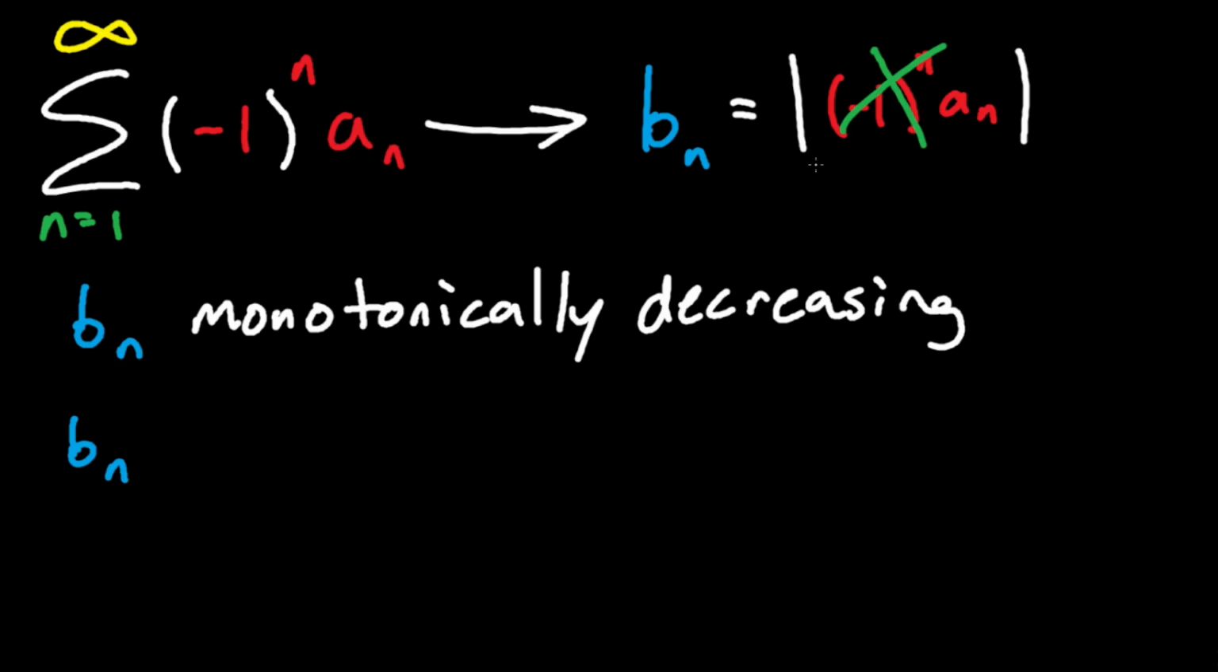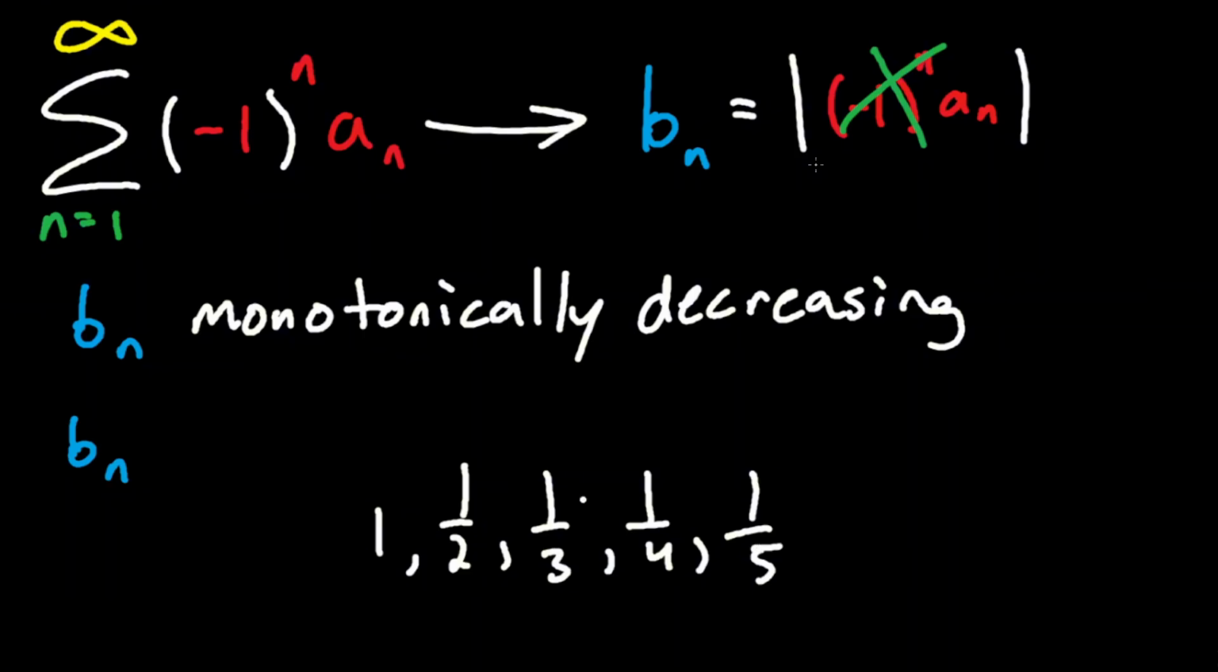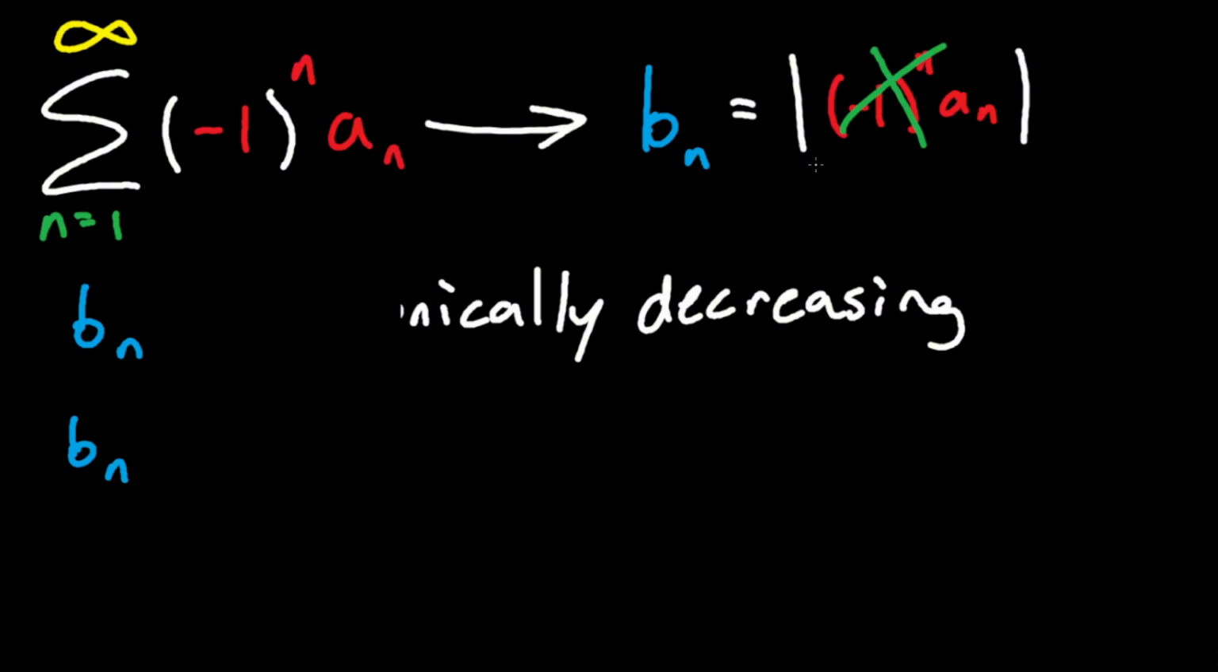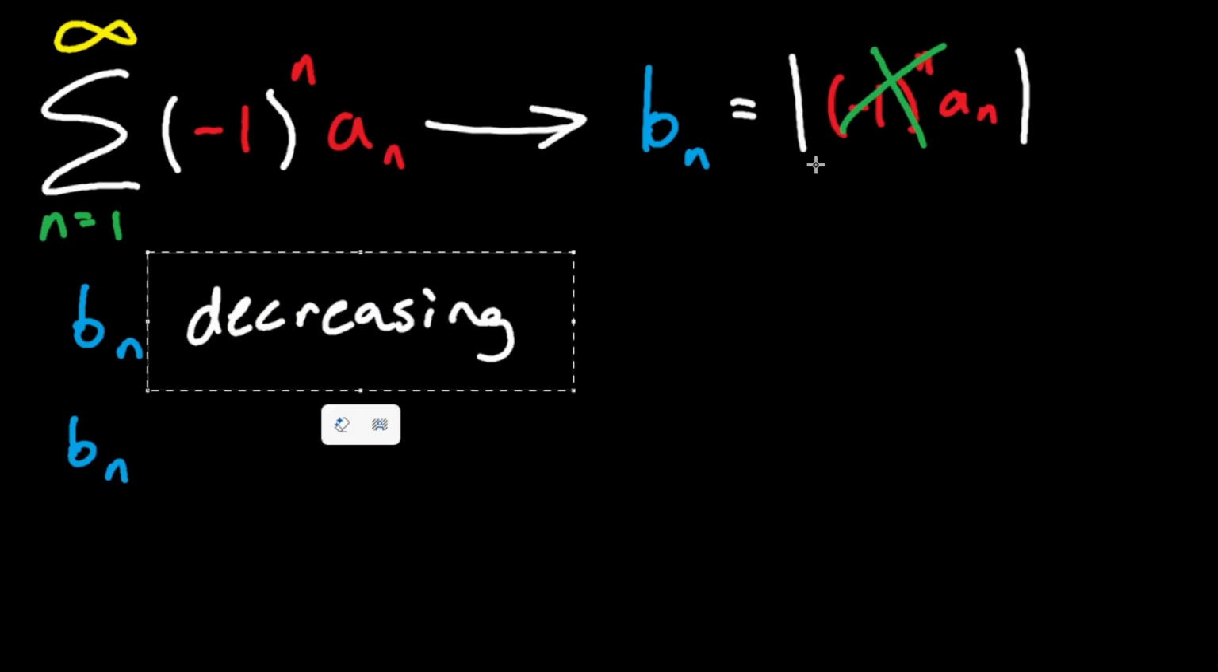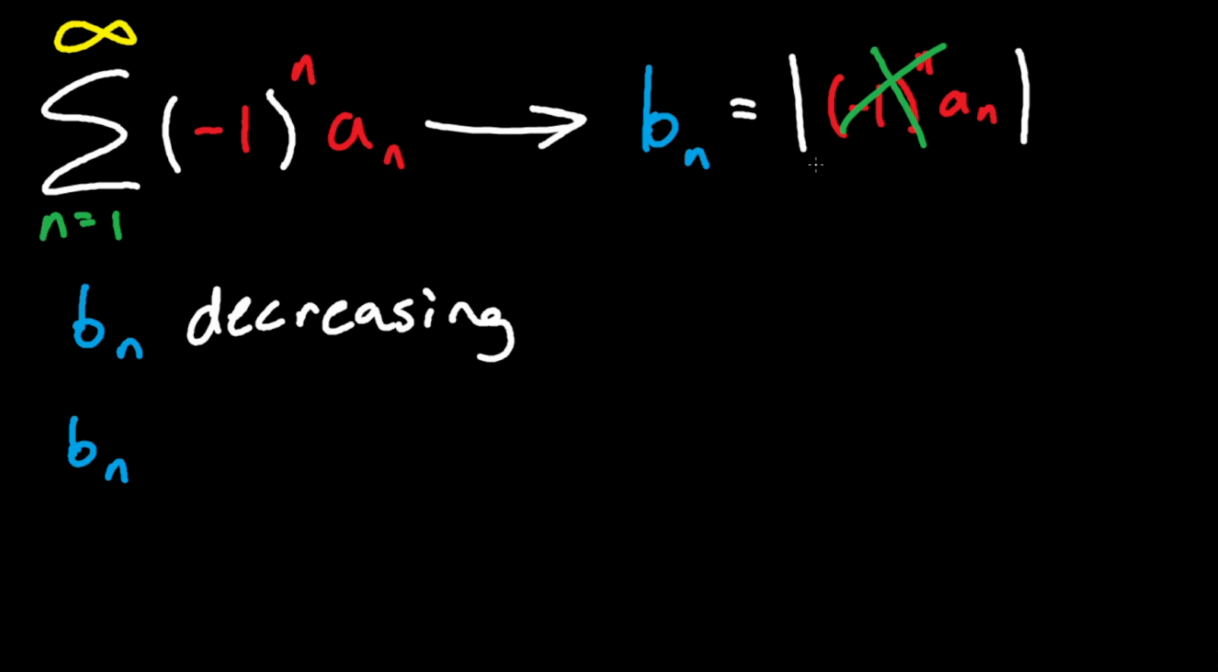An example of monotonically decreasing could be 1, 1/2, 1/3, 1/4, and 1/5. Right. Each next number is getting smaller and smaller and smaller. This is monotonically decreasing. Most of the time, teachers aren't very picky about saying the monotonically part, so you can just write down decreasing. You're also going to see this condition as well.